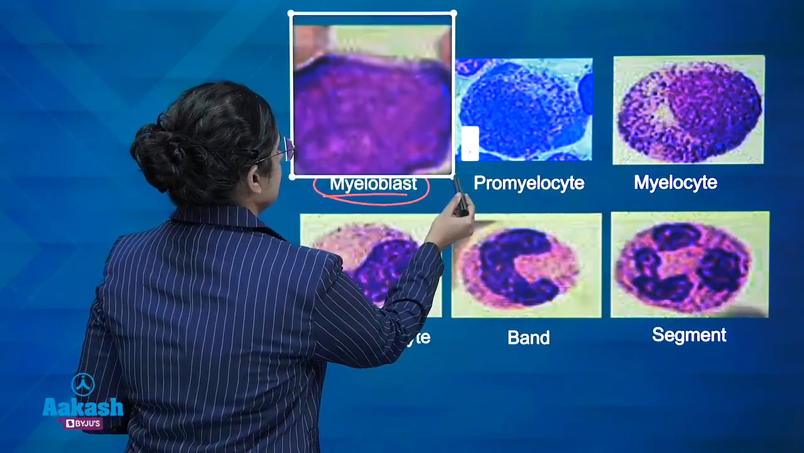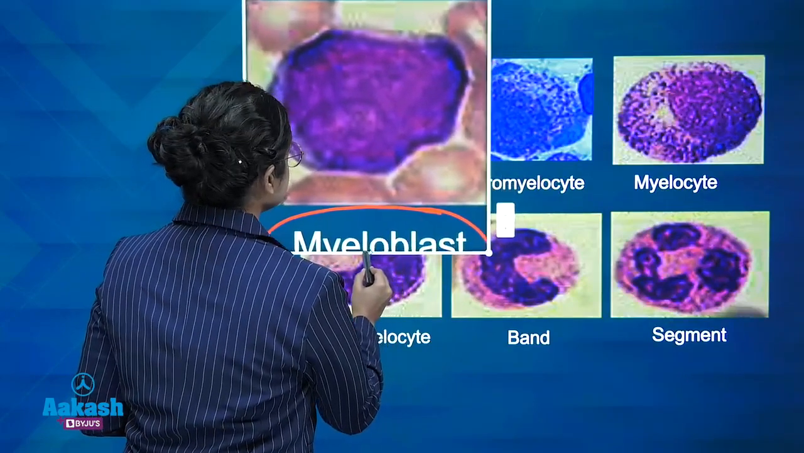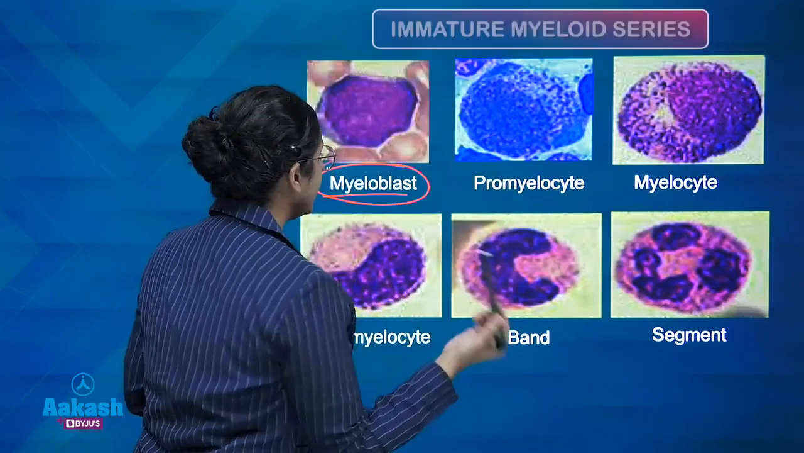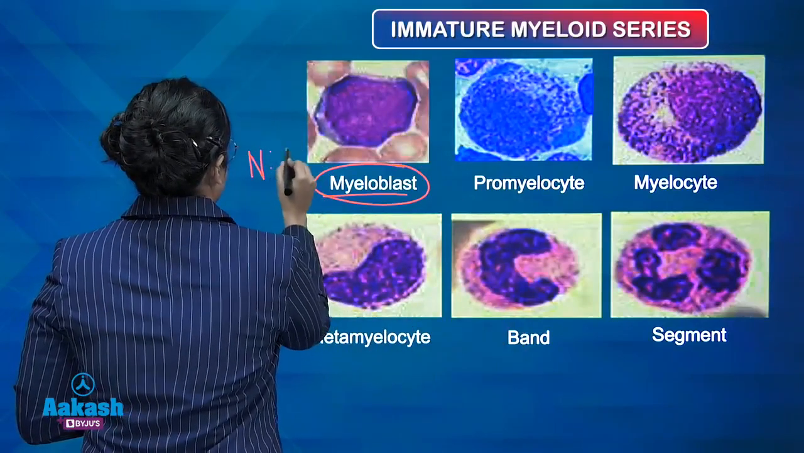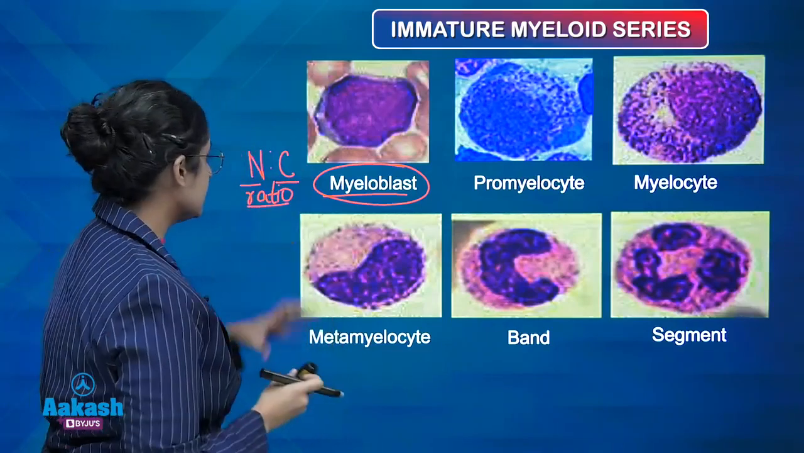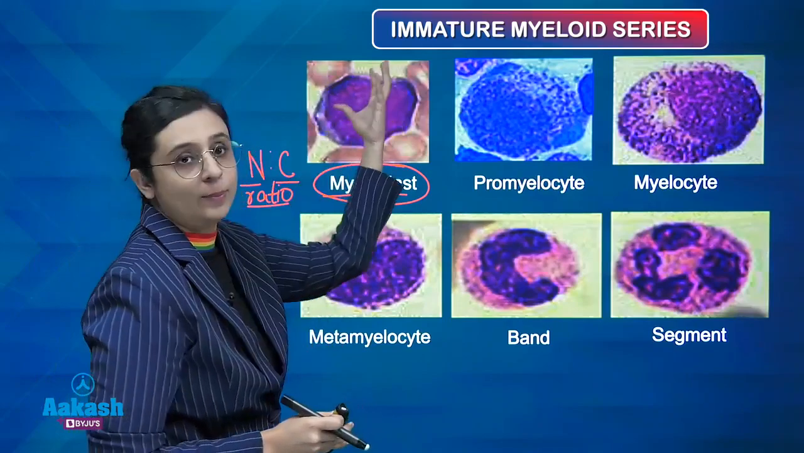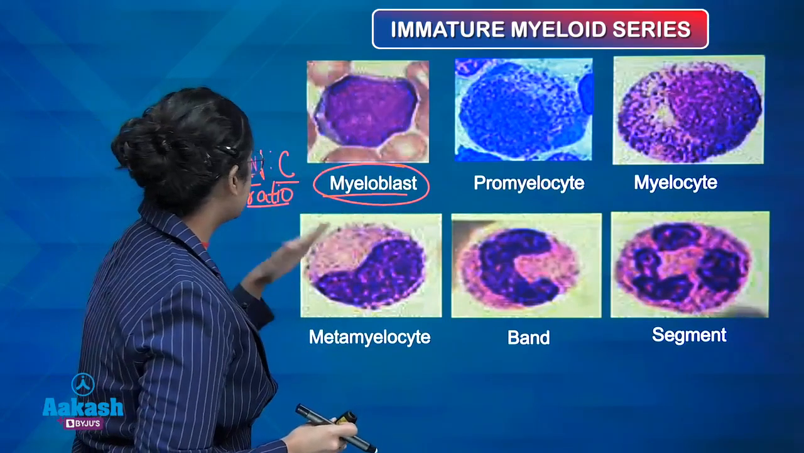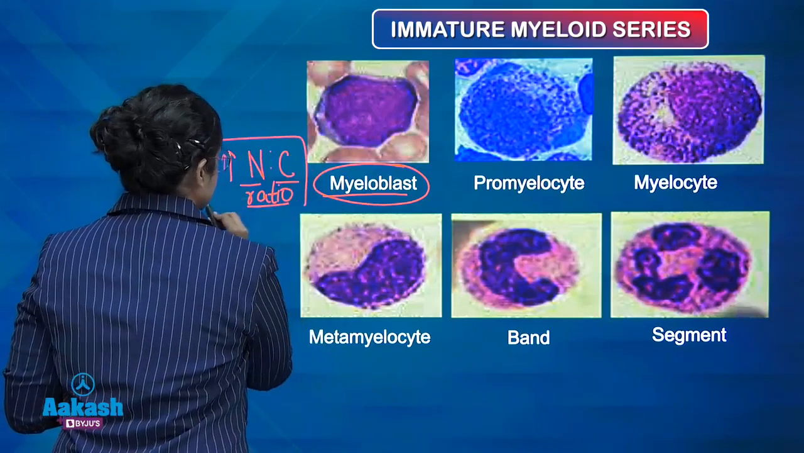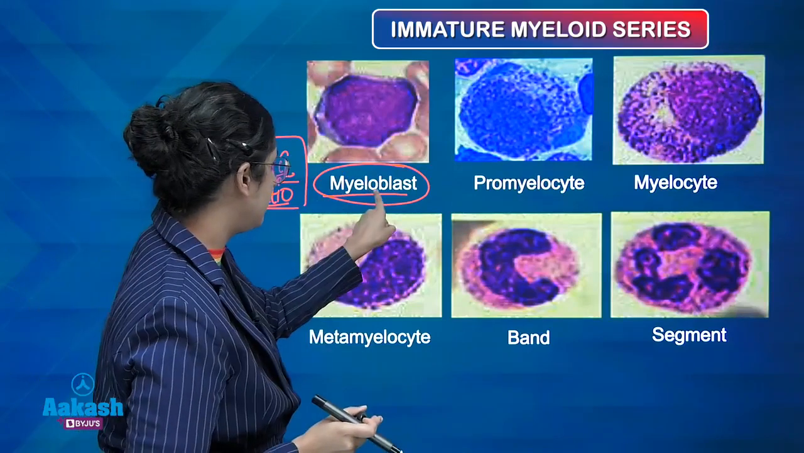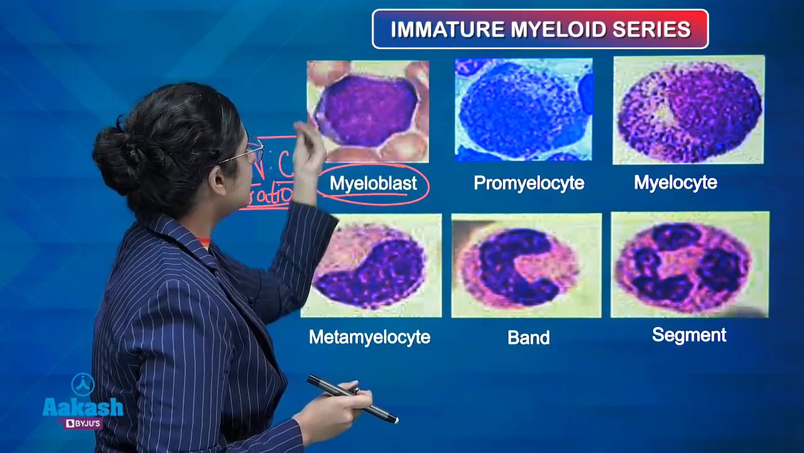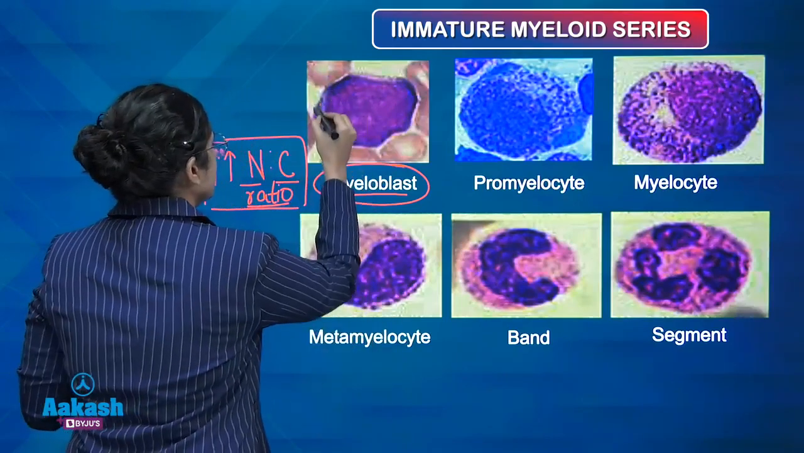This is a large size cell with a nucleus which completely occupies the cell. That means there is a very high NC ratio. What do you mean by NC ratio? Nucleocytoplasmic ratio. That means the ratio of the nucleus to the cytoplasm. So the nucleus size is very large and we can say there is a very high NC ratio in case of a blast. Number one, how to identify a blast? By identifying a large nucleus which completely occupies the cell and only a thin rim of cytoplasm.